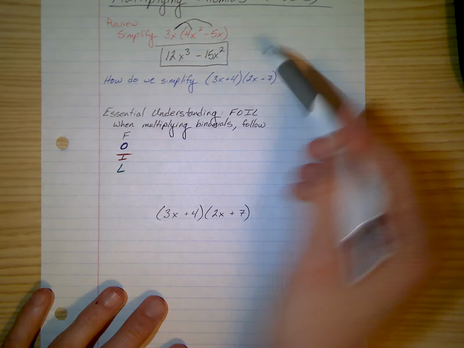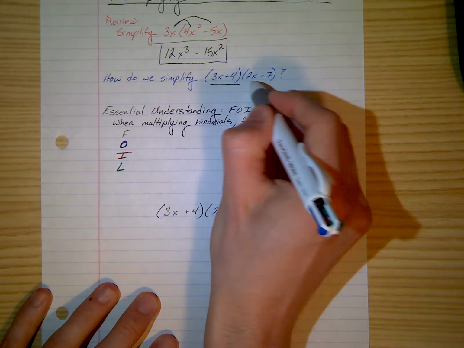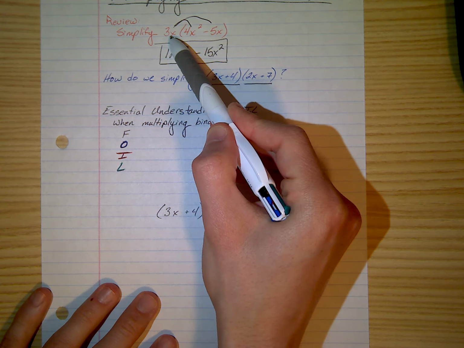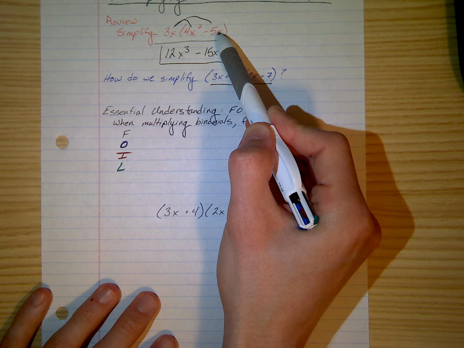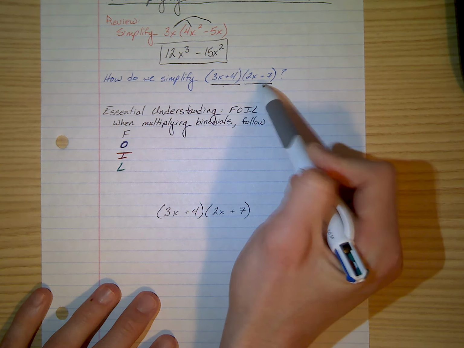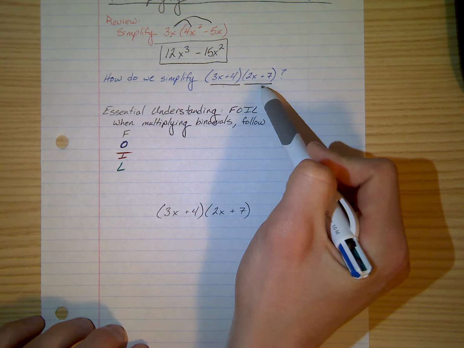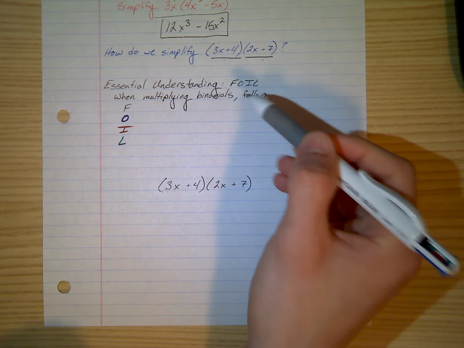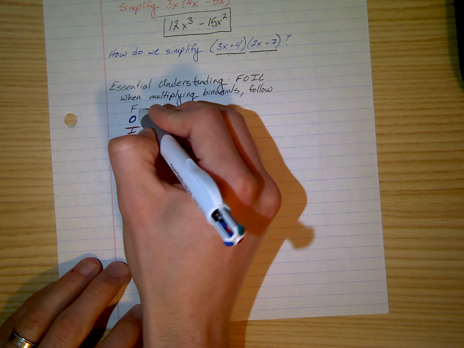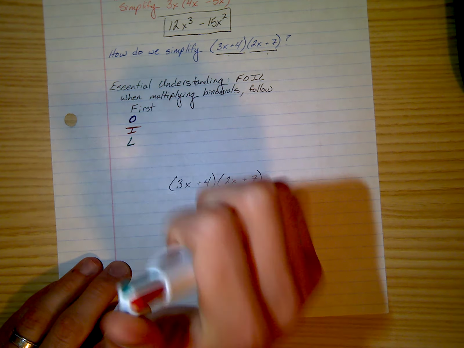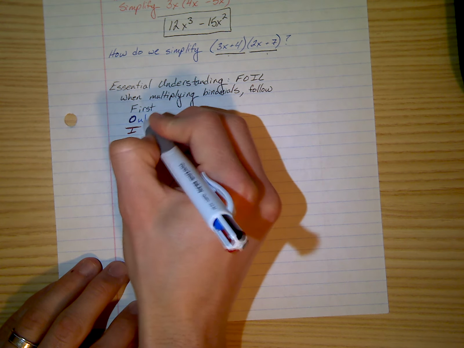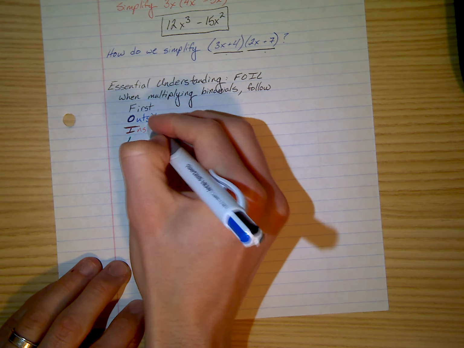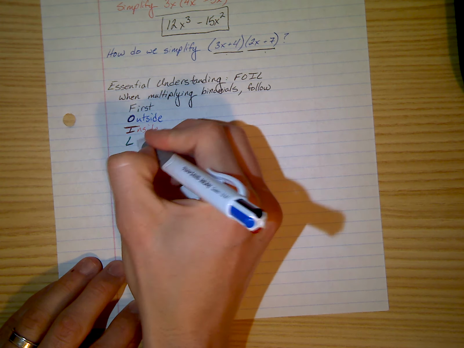But what happens when you have a binomial times another binomial? It makes sense when you have one term, a monomial, outside a binomial, two terms. But what happens if you have a binomial times a binomial? Well, in order for us to do that, we introduce the acronym FOIL. It's an acronym. It stands for something. So the F stands for first. The O stands for the outside. The I stands for inside. And the L stands for last.